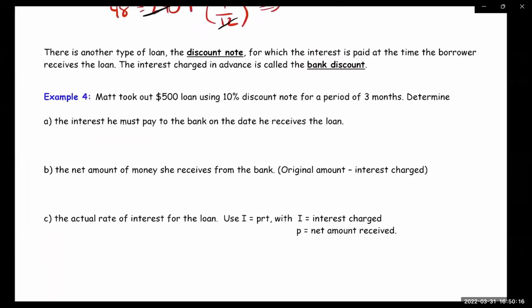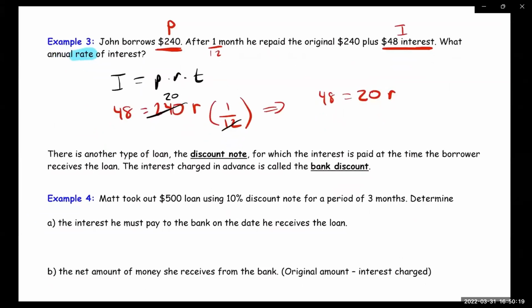Anybody know how to solve for R? You divide both sides by 20. Yeah, divide both sides by 20. And that's going to leave us with R equals 48 divided by 20, which is 2.4. All right, so that is our interest rate, 2.4.